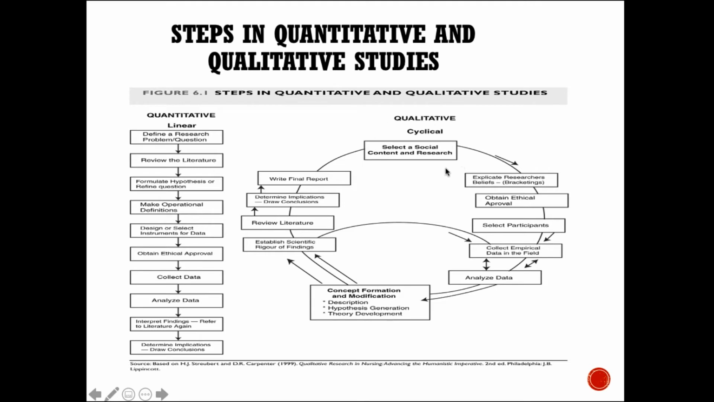So maybe we have selected a social context and research topic, let's say homeless people. Then of course we explicate our research beliefs, and we obtain our ethical approval, if possible, from the committee. And after we get the ethical approval, we go straight to see who our participants are. If I want to study homelessness, then I go to homeless people, not others, not friends of homeless people. I must go to homeless people themselves.